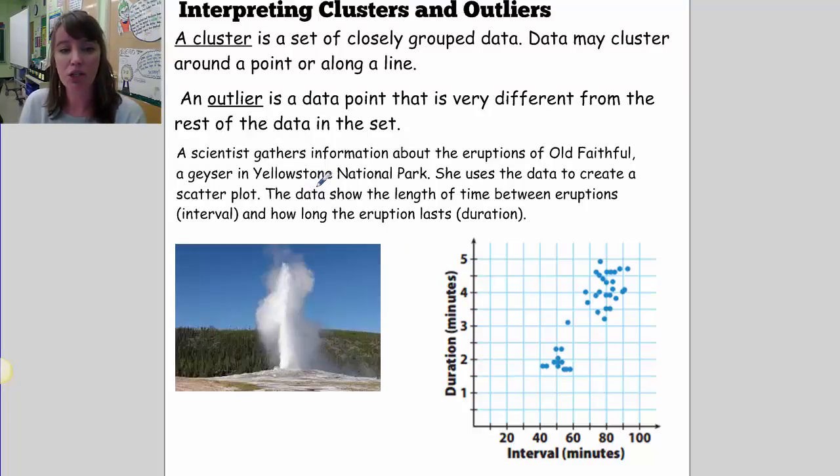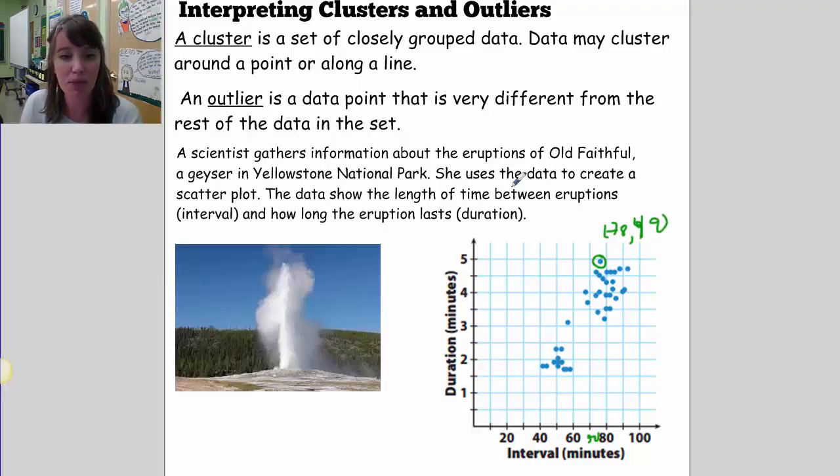The data shows the length of time during eruptions, the interval of time, and how often the eruptions last. So for instance, if I took a data point like this one right here, this would be about 78, comma, and about 4.9. Okay, so how would we interpret that?